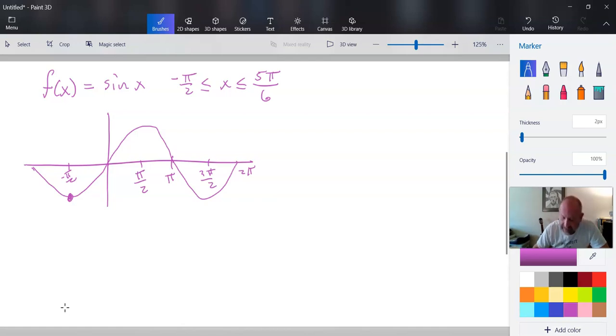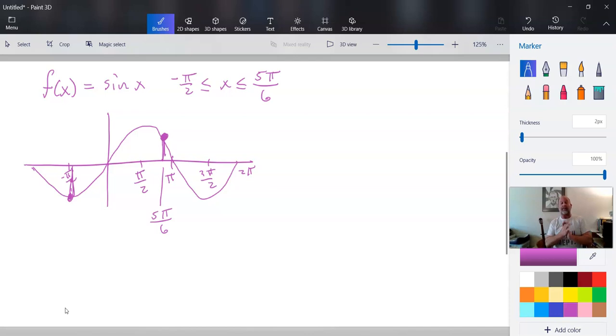Let's see, if it were 6 pi over 6, that would make it pi, right? Because the 6's would cancel. So that means that this is a little bit less than pi. So it's about right here, right? And I'll just put this down here, 5 pi over 6. So we are looking at this curve between these 2 points, from here up to here.